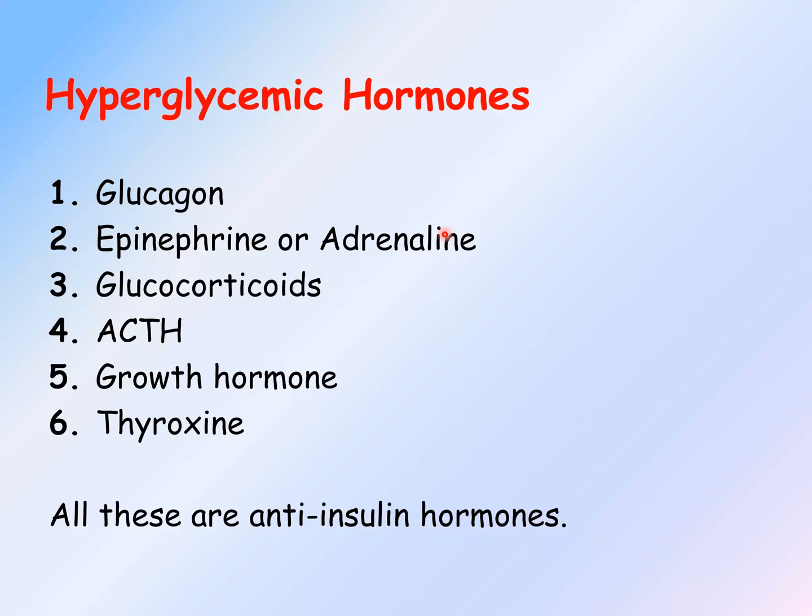Hyperglycemic hormones are glucagon, epinephrine or adrenaline, glucocorticoids, ACTH, growth hormone, thyroxine. All these are anti-insulin hormones. So mostly for MCQs they'll be asking which are called hypoglycemic hormones and which are called hyperglycemic hormones. So you should know the difference between hypoglycemic and hyperglycemic hormones.